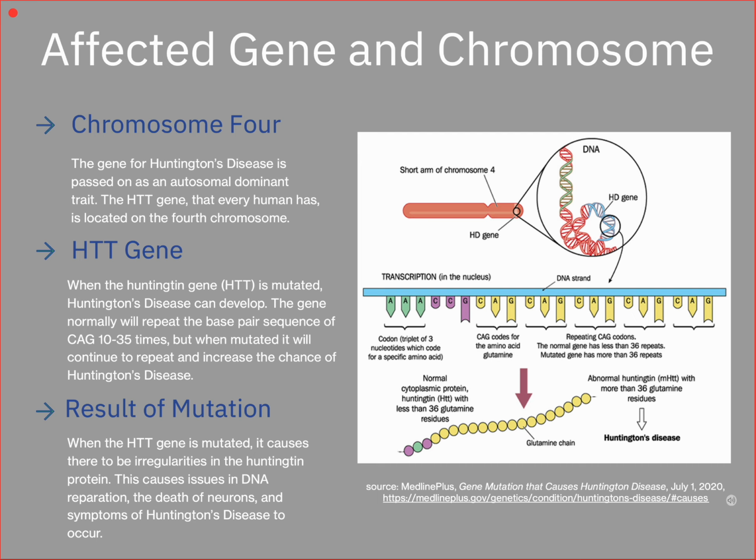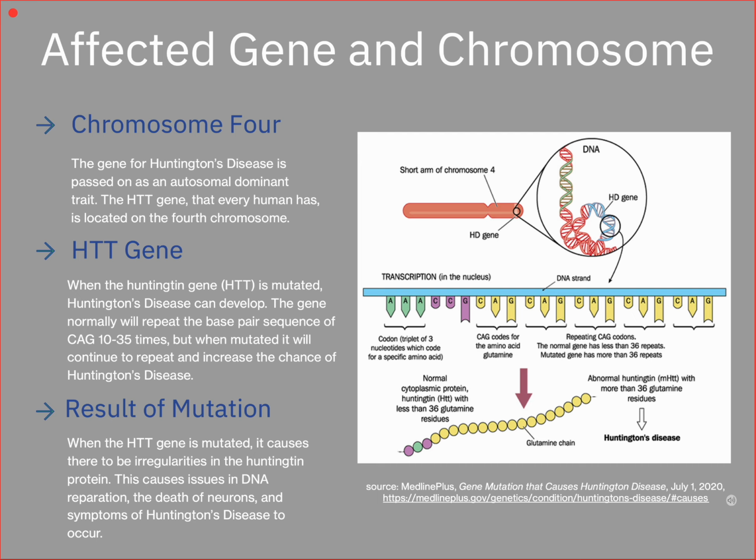This slide covers the gene and chromosome that is affected by Huntington's disease. Huntington's disease is passed on as an autosomal dominant trait and is located on the HTT gene, which is part of the fourth chromosome. All humans have the HTT gene, but it is only expressed when mutated. This happens when the CAG sequence of the gene repeats more than it normally does, which is 10 to 35 times. When the sequence begins to exceed 35 repeats, the chances of developing Huntington's disease increases.